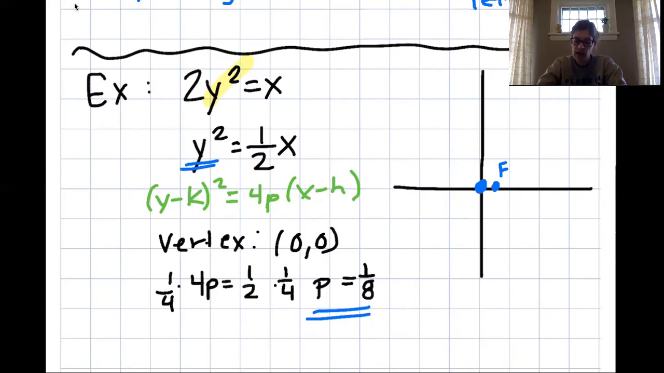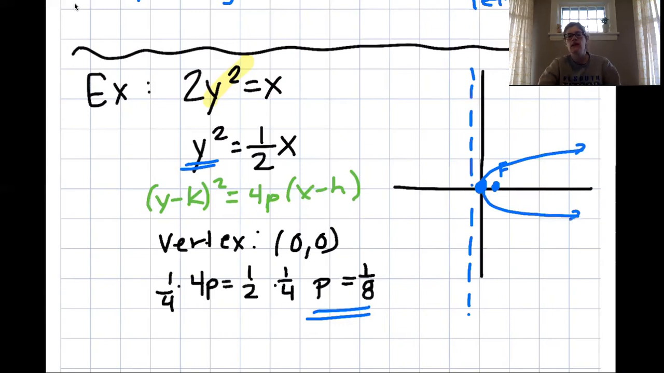And then I'm going to go 1/8 to the left for my directrix. And the key here is that for Mrs. Homan, you were always drawing horizontal lines, but now we're going to be drawing vertical lines because they're going to sit behind our parabola. So our parabola opens up around the focus. Notice that it never crosses the directrix. And there is an image of my parabola.